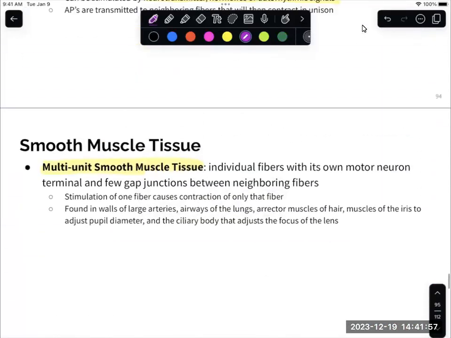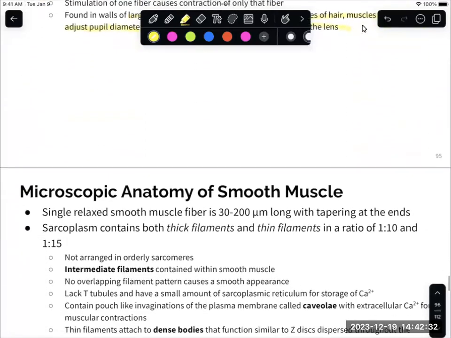So let's go back up here for a minute. These individual fibers have those gap junctions that allow the passage of this action potential from one cell to the next. We have these in various places around the entire body, like large arteries, airways, and the lungs, the erector pili muscles and the hairs in the arm, muscles that connect to the iris of your eye to adjust that pupil diameter, and the ciliary body that changes the shape of the lens to help focus light into your eye.